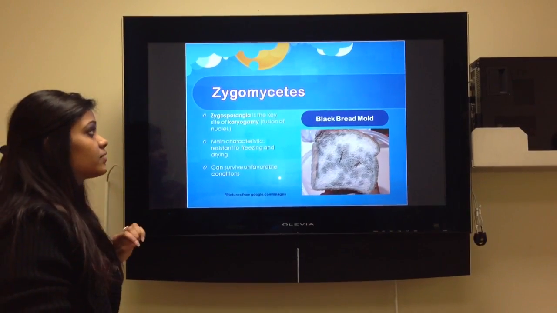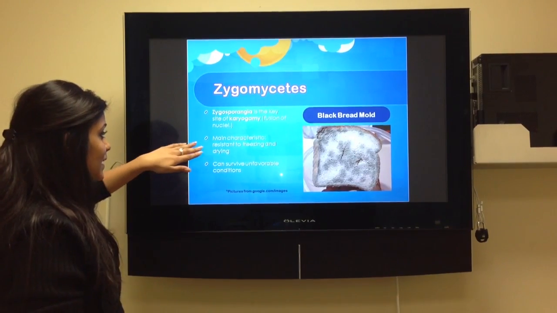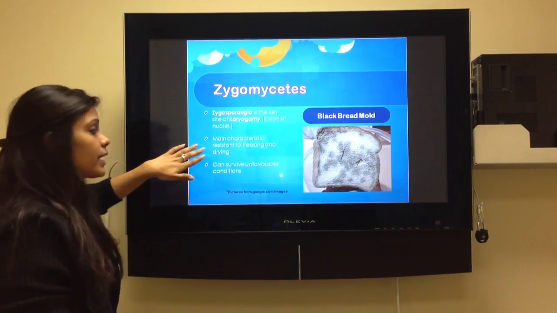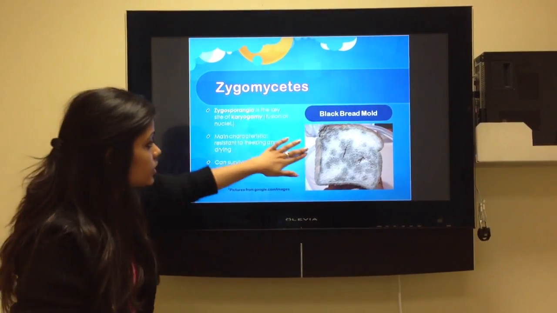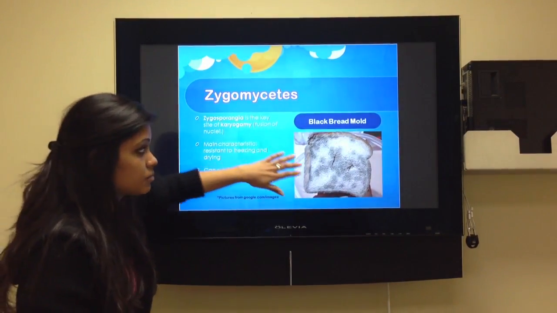Zygosporangia is the key site of karyogamy, which is the fusion of the nuclei. And the main characteristic of zygomycetes is resistance to freezing and drying. And this is basically that they can survive in unfavorable conditions. And here is one of the most famous zygomycete fungi, the black bread mold.